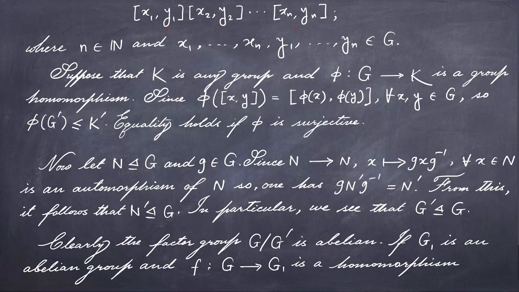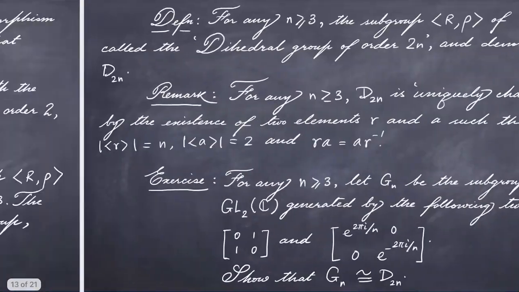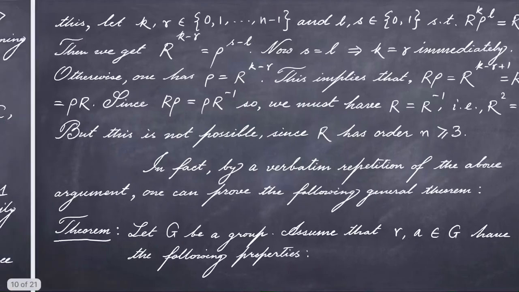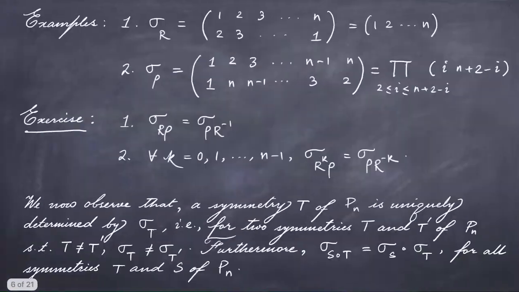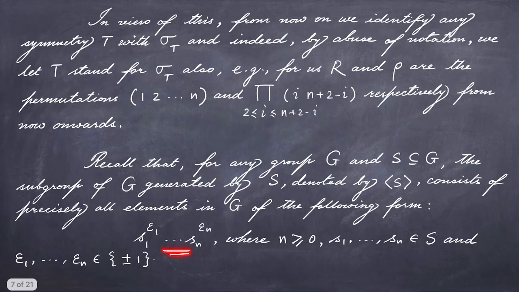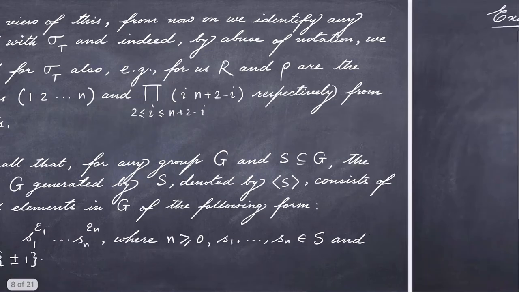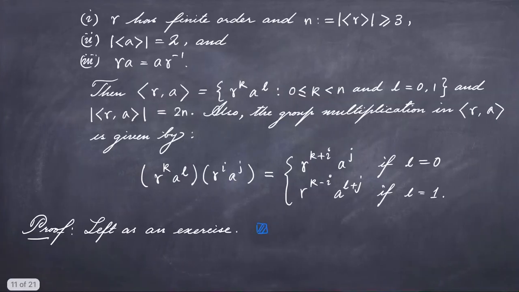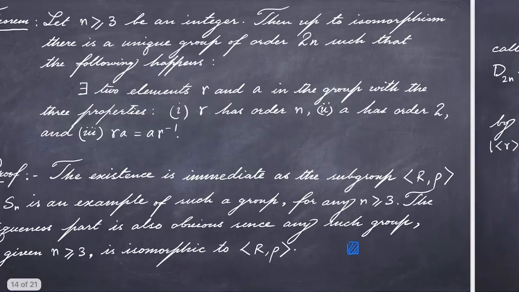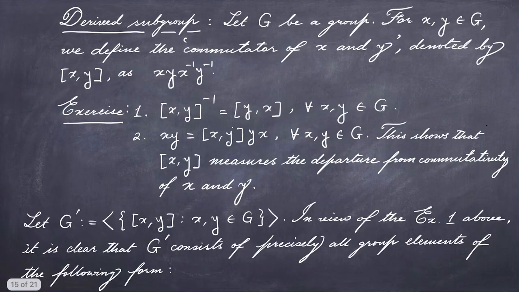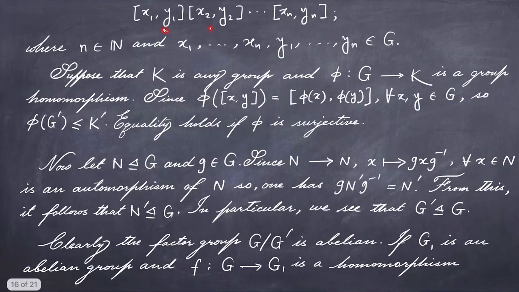Let me again remind you, given a set S, what is the subgroup of the group generated by that set? This is all finite products of elements from S and their inverses. But here we see that the inverse of a commutator is again a commutator. So G prime is the collection of all elements of this form, namely the product of finitely many commutators.